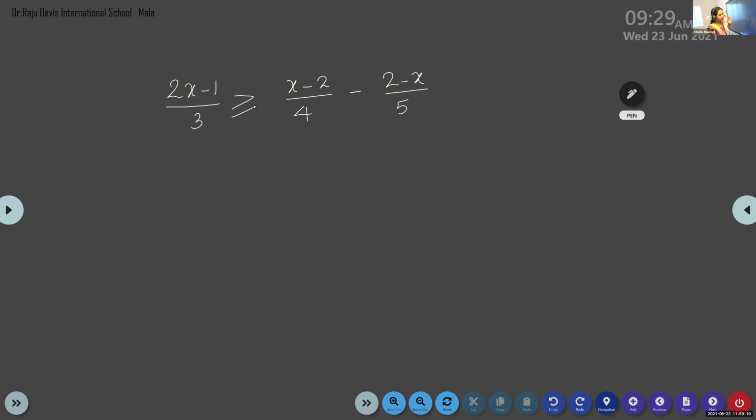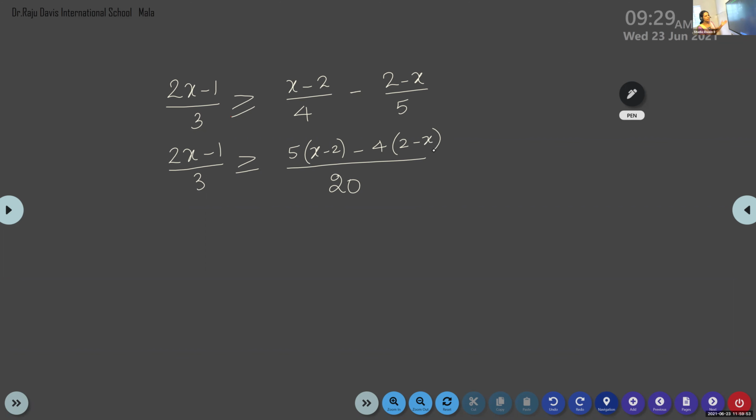Is it clear? Are you able to understand what I am saying here? In LHS we have only one term. If you look at RHS we have 2 terms. Then what you are going to do? We are going to combine it and make it a single term. How will you make this one? So the LHS no change. What about RHS? Tell me. Make LCM as 20. Very good. Take LCM as 20. So next step, we cross multiply, isn't it? 5 into (x minus 2) minus 4 into (2 minus x).